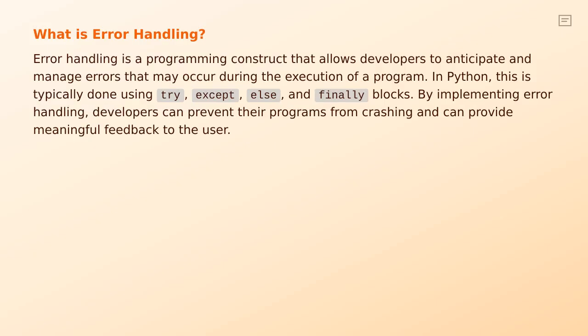This section covers what's error handling. Error handling is a programming construct that allows developers to anticipate and manage errors that may occur during the execution of a program. In Python, this is typically done using try, except, else, and finally blocks. By implementing error handling, developers can prevent their programs from crashing and can provide meaningful feedback to the user.